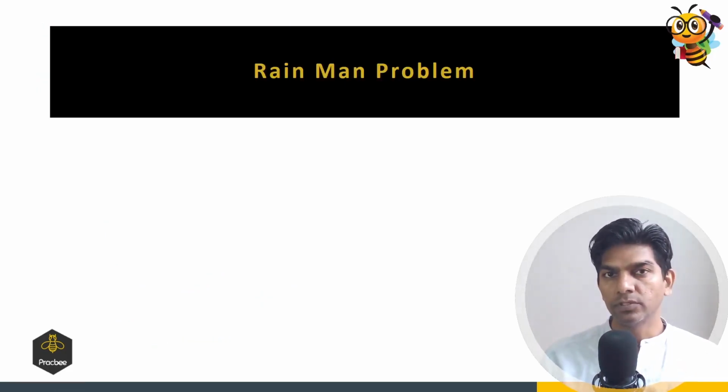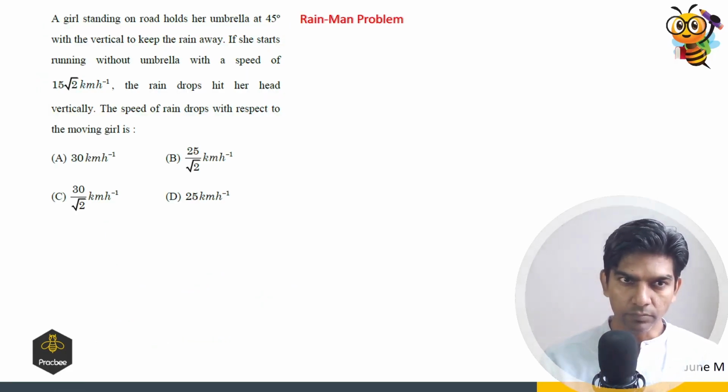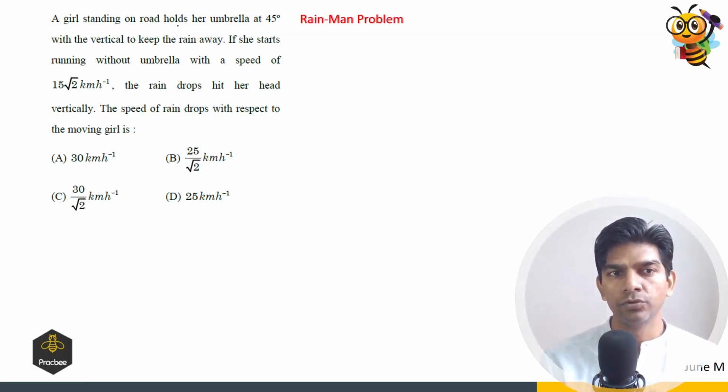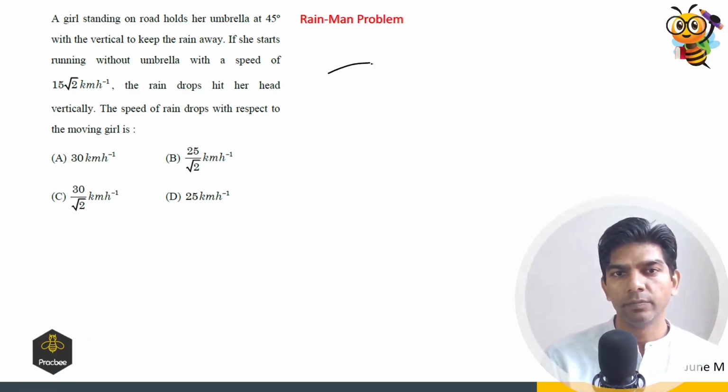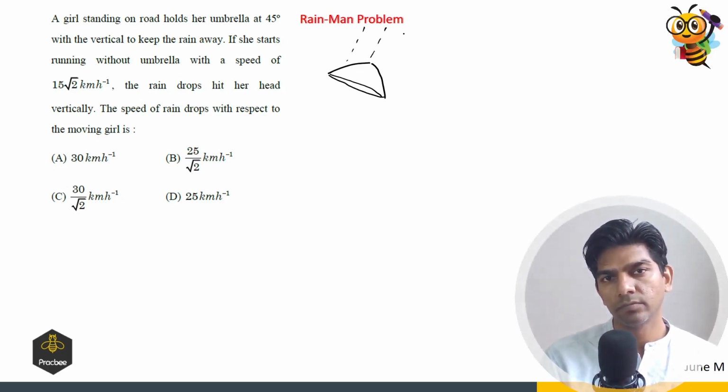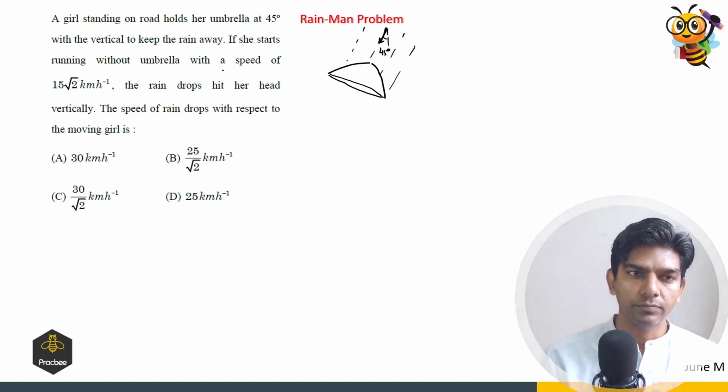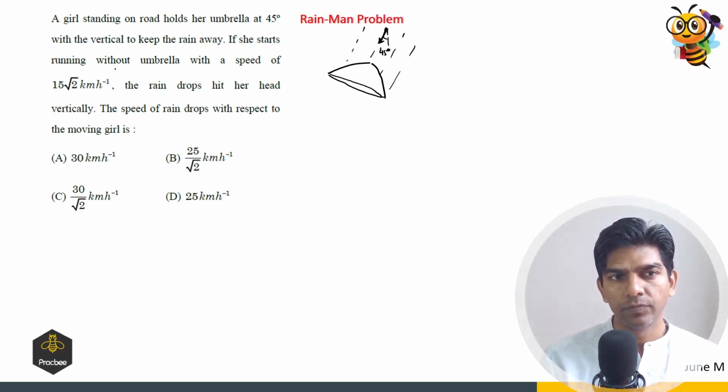Now let us see the next problem type, which is based on the rainman problem. A girl standing on the road holds an umbrella at 45 degrees with the vertical to keep the rain away. So she is keeping the umbrella at an angle of 45 degrees. So it means the rain is falling in this particular direction, where the velocity of the rain makes an angle of 45 degrees with the vertical. If she starts running without the umbrella with a speed of 15 root 2 kilometers per hour, the raindrop hits her head vertically.